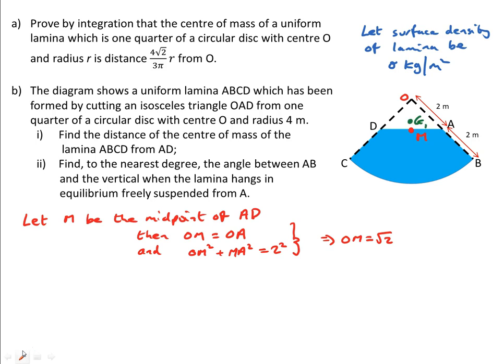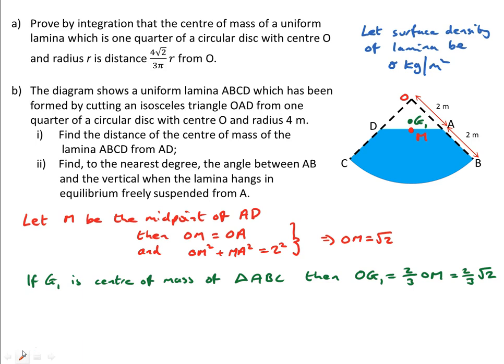If we let G1 be the centre of mass of the triangle OAD, then we know that G1 is 2/3 of the way along the median from any corner of the triangle to the midpoint of the opposite side. So O to G1 is 2/3 of the way from O to M, so OG1 is 2/3 of root 2.